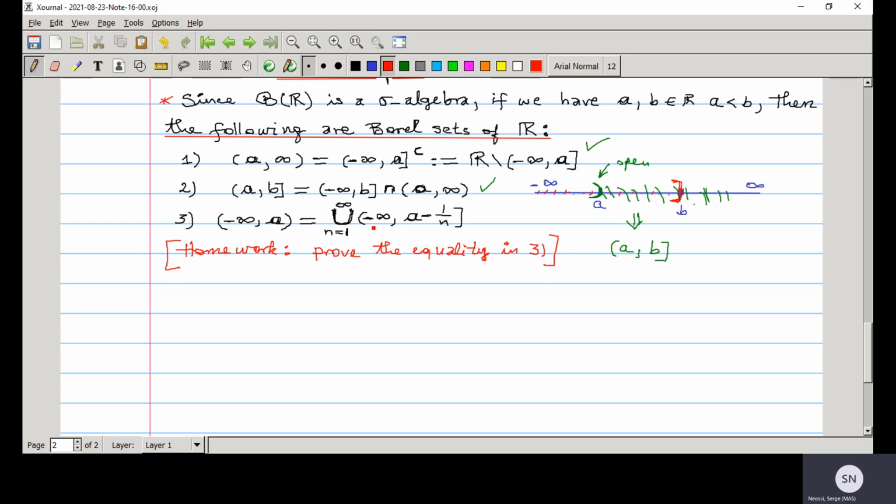Okay. So you see that for each n, this is in the Borel sigma algebra. Why? Because we saw that an element of this form is in the sigma algebra. For a fixed n, A minus 1 by n is an element of R. Therefore, this is an element of the sigma algebra. Now, if you take a countable union, which is part of arbitrary union, of elements of the sigma algebra, it is still an element of the sigma algebra. Therefore, this is an element of the sigma algebra.